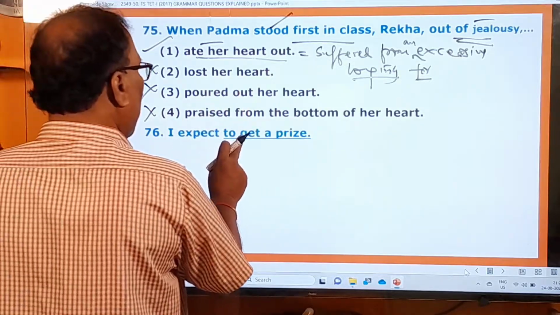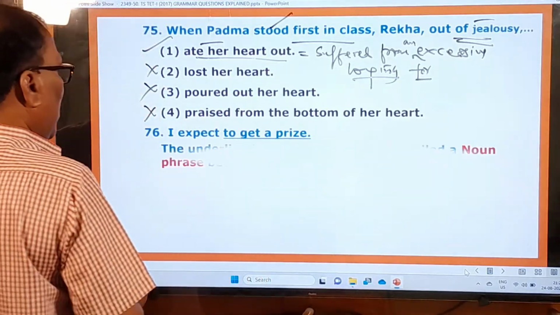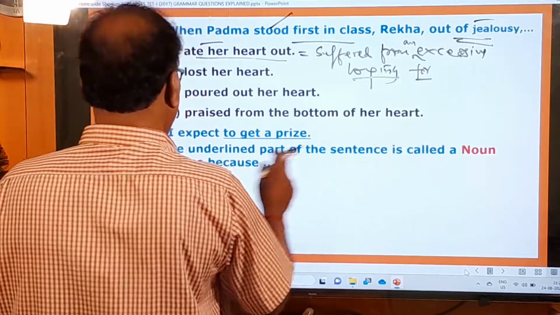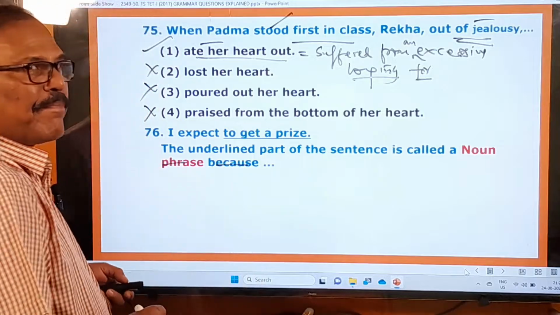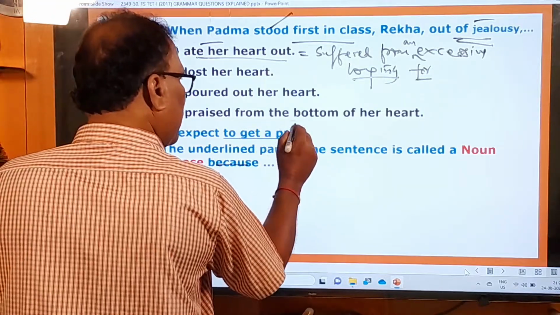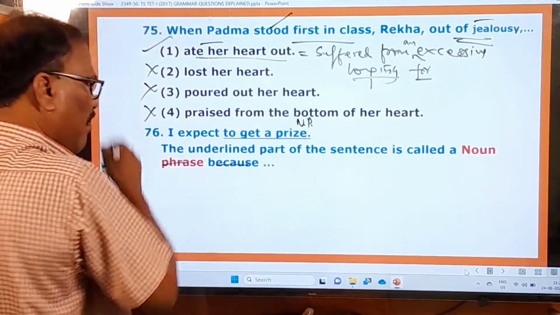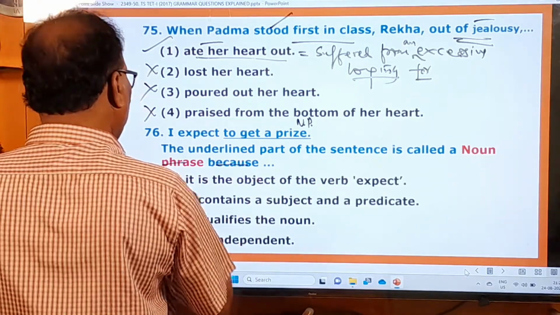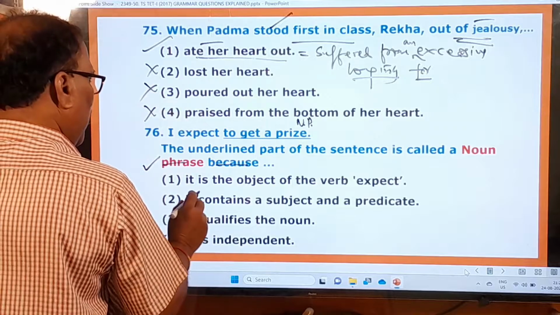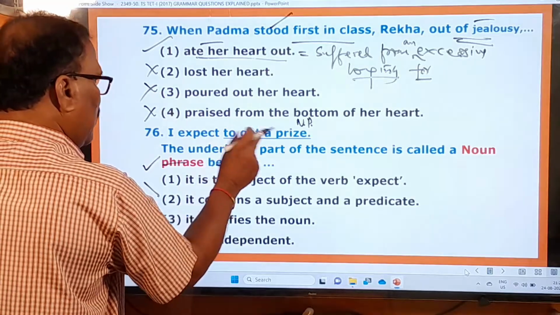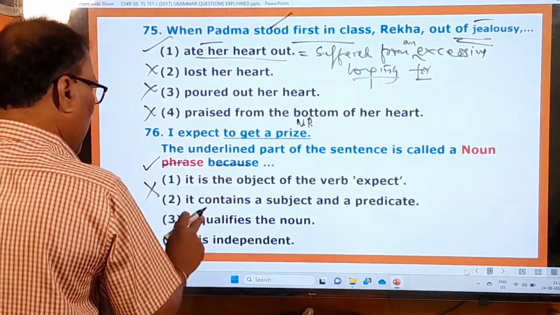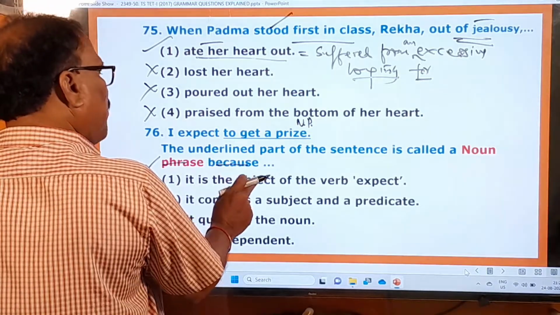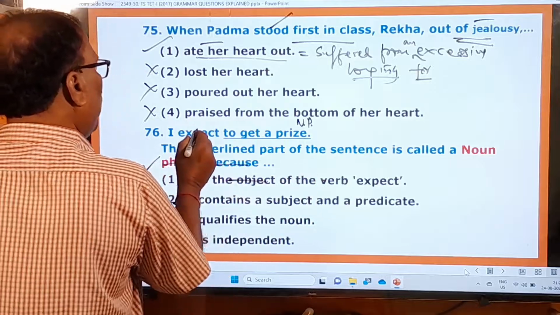I expect to get a prize. And what is the question given? The underlined part of the sentence is called a noun phrase because, the options say, it is the object of the verb expect. The very first one is the right one. It contains a subject and a predicate? No, it doesn't have any subject and predicate. It qualifies the noun? No. It is independent? No. So it is the object of the verb expect.